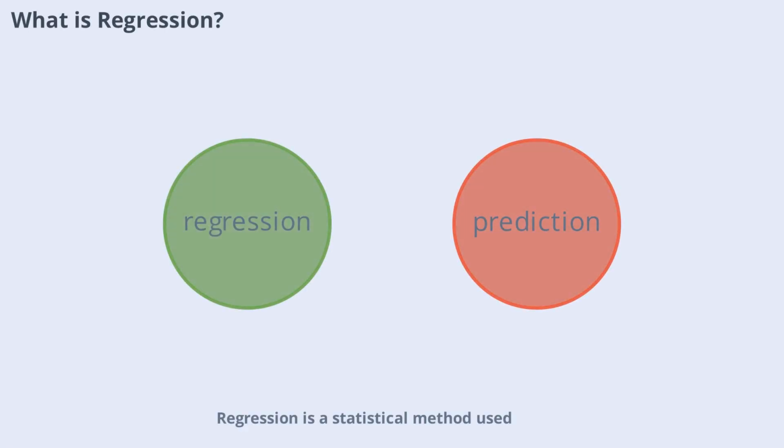Regression is a statistical method used to estimate the relationship between variables. In data analysis, regression helps you understand how changes in one variable affect another. For example, you might use regression to predict house prices based on features like size, location, and age. This technique is fundamental for forecasting and trend analysis.